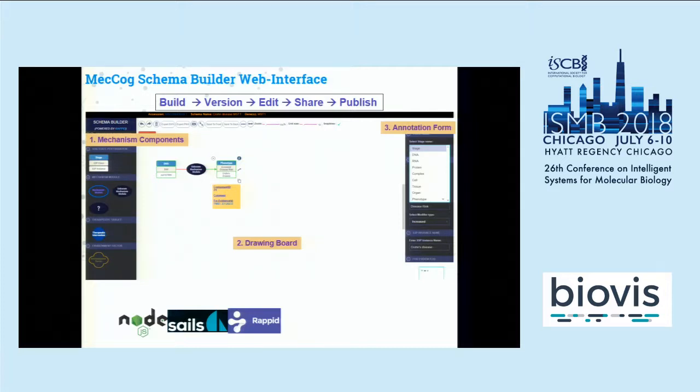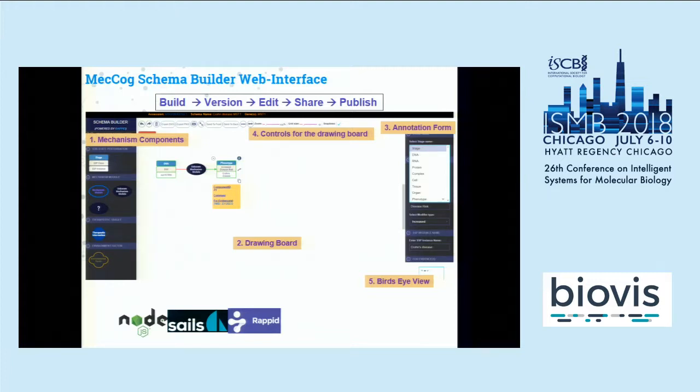When you click on it, you can get a form which you need to fill in. And here's a control panel which controls the drawing board. You can zoom in, zoom out, or you can auto layout if the structure is pretty complex. And there's a bird's eye view if you're designing a really complex schema. And this is all backed up by Node.js, Sails.js, and Rapid.js JavaScript libraries.